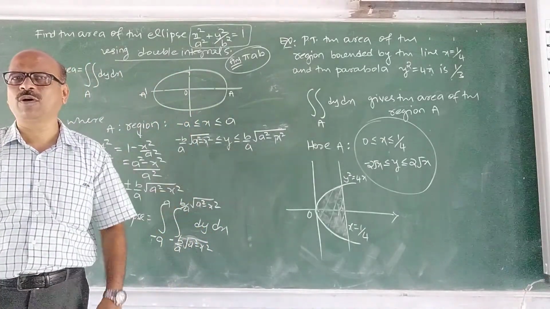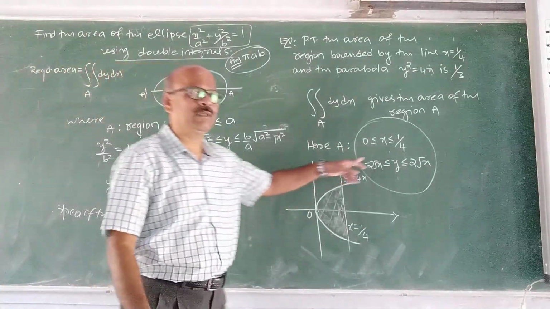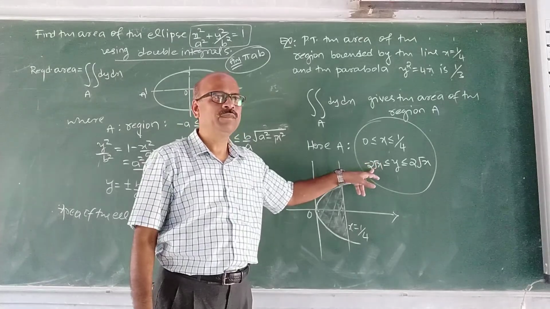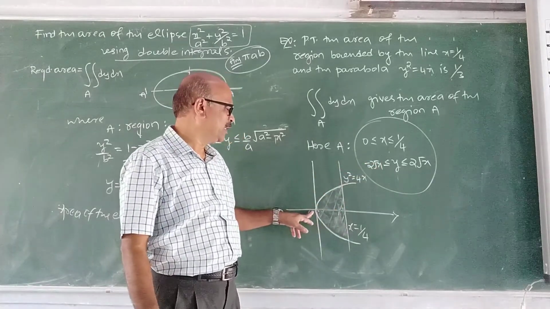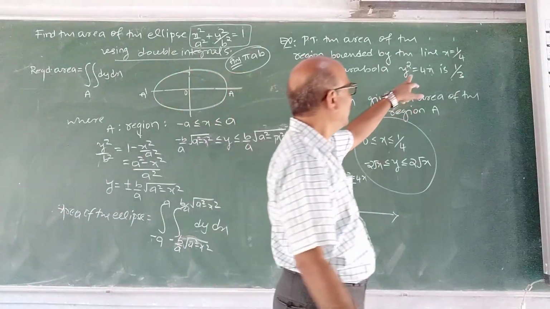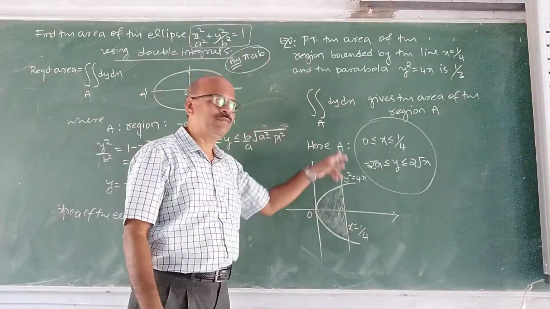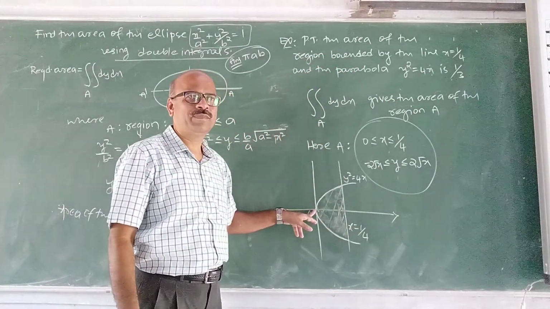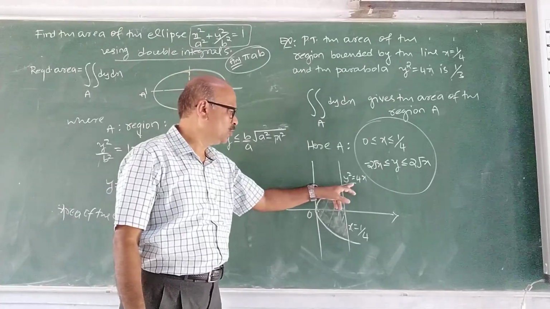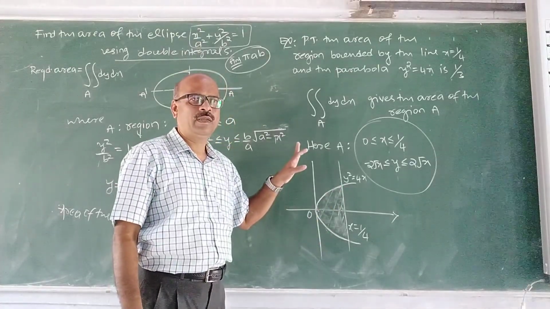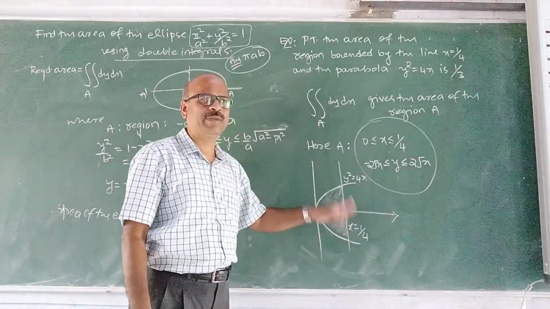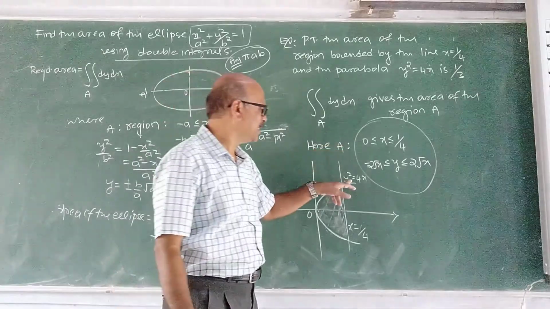If you know this one, then the problem is over, because evaluation is not a problem. Finding the region is the problem here. Any difficulty here? x varies from 0 to 1/4, correct? Because we have the line x = 1/4. This parabola has a boundary here. No part of the parabola lies on the negative side of the x-axis. You should know the shape of the parabola: it passes through the origin (0, 0), and it is symmetric.